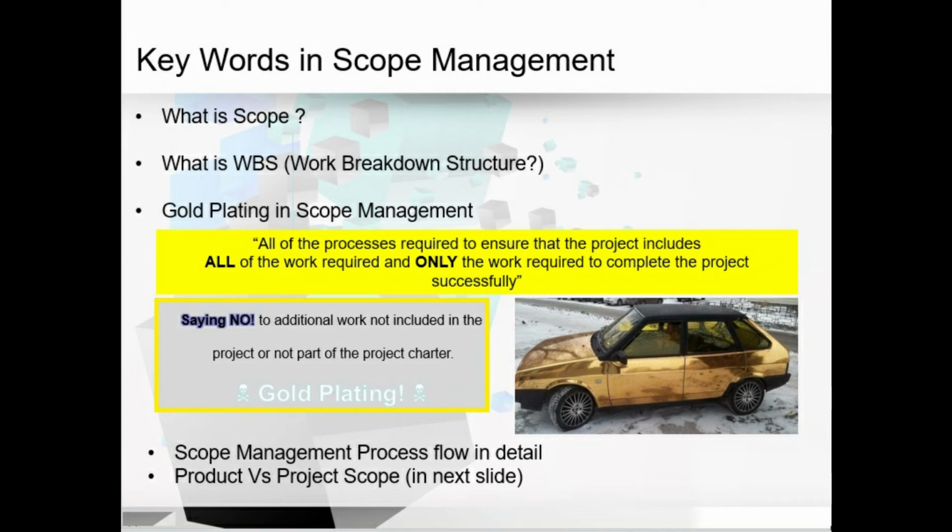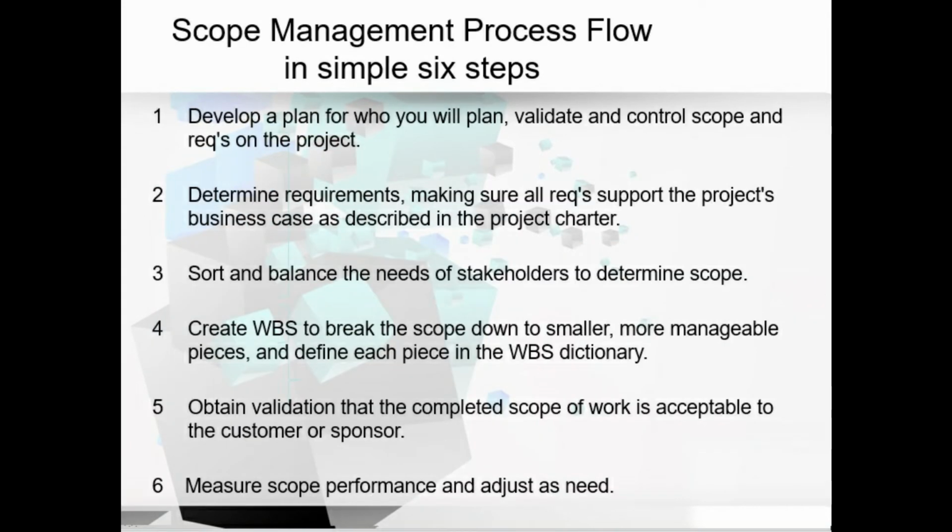At last, we'll discuss the scope management process. Let me explain in six steps how the scope management process flows. Develop a plan for how you will plan, validate and control scope and requirements on the project. This is the first step. Coming to the second step, determine requirements. Make sure all the requirements support the project business case, as described in the project charter.